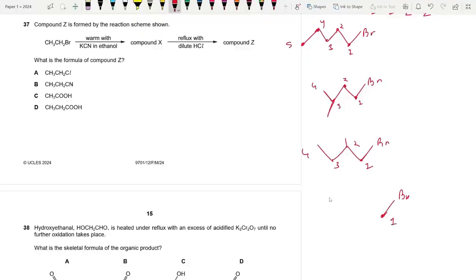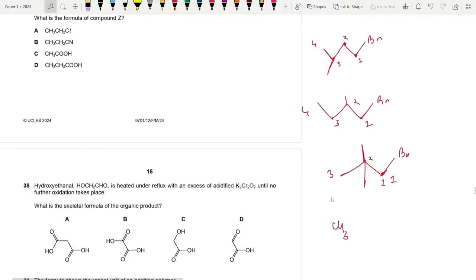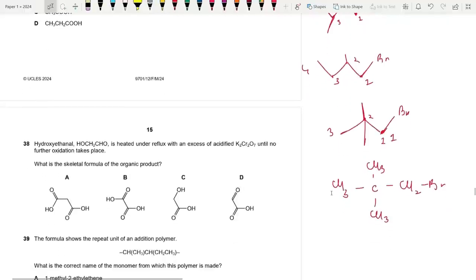So we have to make it primary, right? So this carbon over here has to be CH2. So this is carbon number 2. So we can have 3 side chains over here. Okay, like this. So this is 2,2-dimethyl-1-bromopropane. This is the compound I drew. CH3, C, CH3, CH3, CH2, Br. Essentially, it's this compound (CH3)3C-CH2Br.